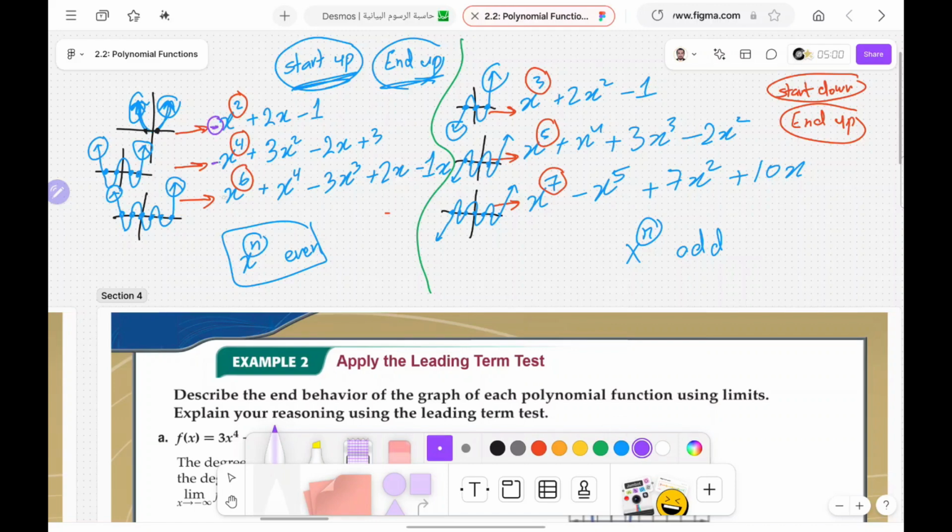If I have a negative here, negative here, negative here, negative here, same thing if I have a negative here, or here, the leading coefficient is negative.